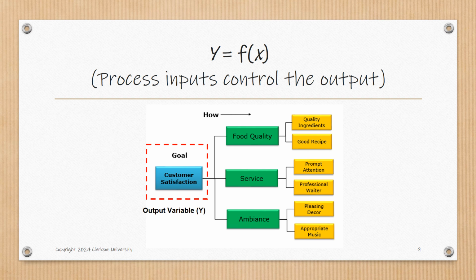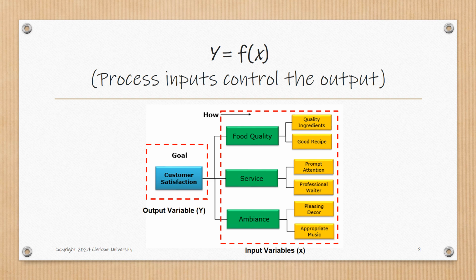Through customer surveys and feedback, the owner learns that food quality, the level of service, and the restaurant's ambiance are essential in ensuring customer satisfaction. By brainstorming with staff and benchmarking other restaurants, the owner learns that food quality is impacted by quality ingredients and good recipes. Service is improved with prompt attention and a professional waitstaff, and ambiance is enhanced through pleasing decor and appropriate music. Establishing cause and effect relationships and focusing on the correct input variables should positively impact the output variable, in this case, customer satisfaction.